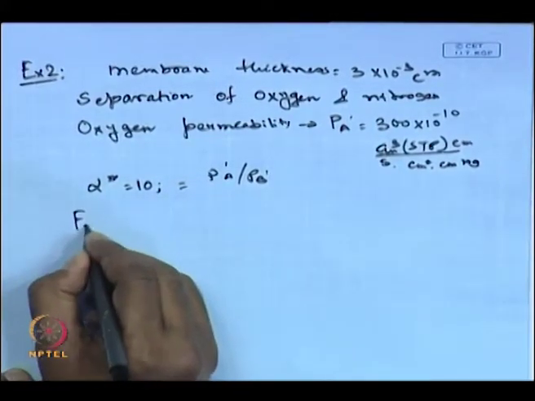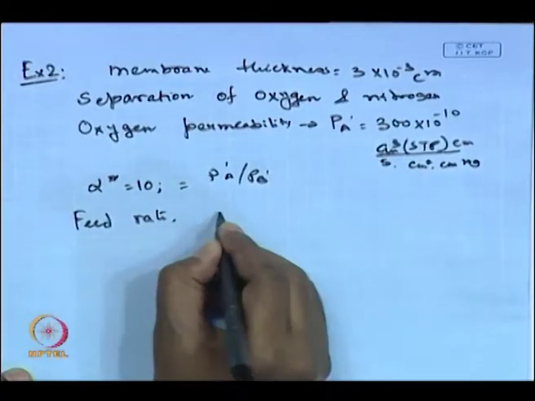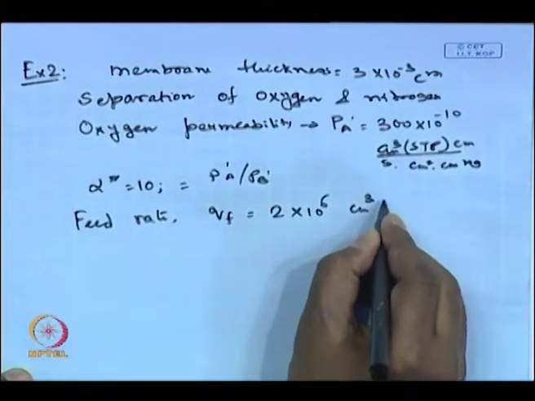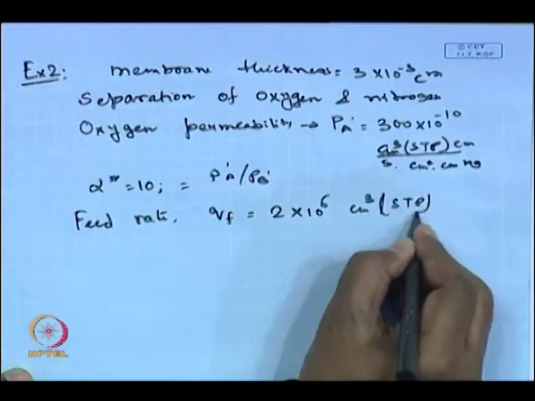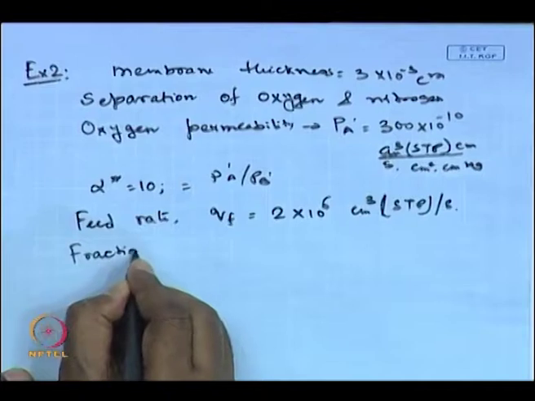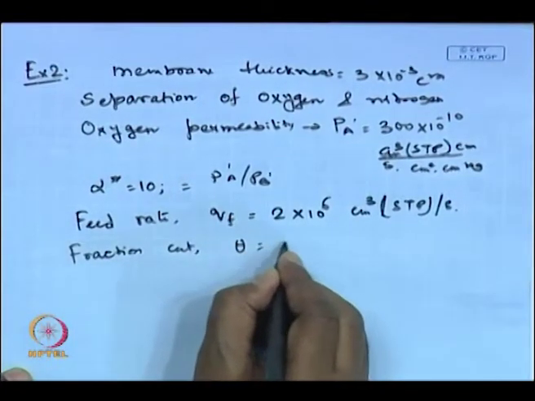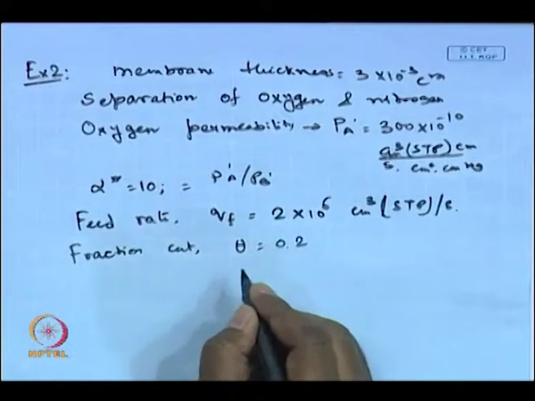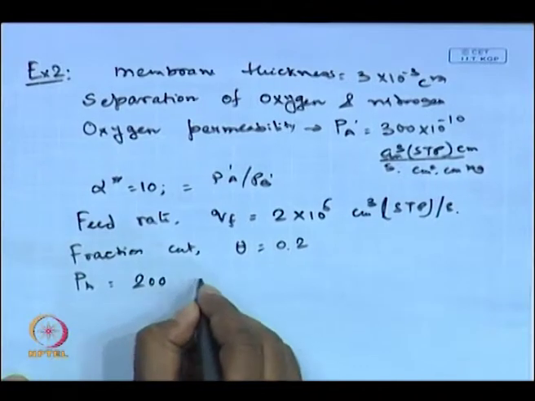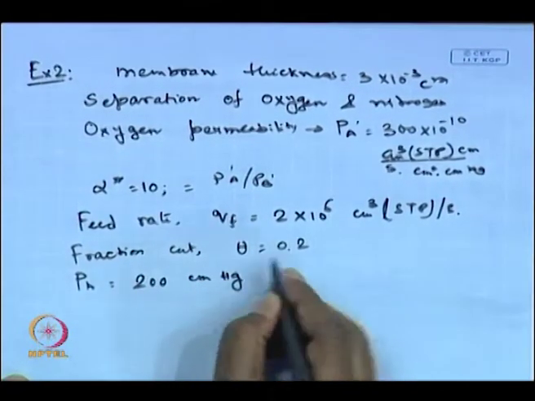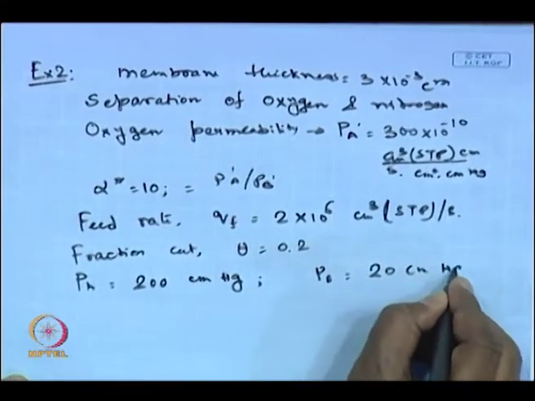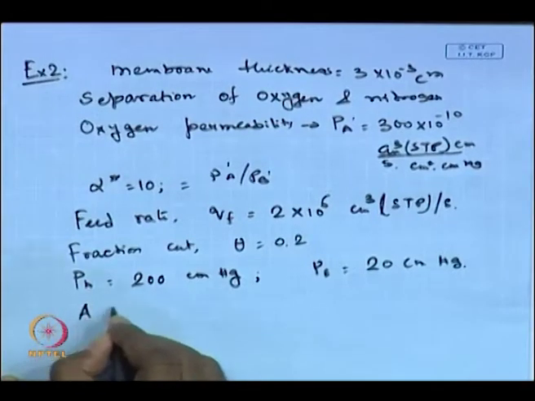The feed rate is given as QF equal to 2 into 10 to the power 6 centimeter cube at STP per second. The fraction cut theta is given as 0.2, that is, we are expecting to get 20% of the feed coming to the permeate. The pressures are given: feed side pressure is maintained at 200 centimeter of mercury, and the lower side pressure, that is the permeate side pressure, is maintained at 20 centimeter of mercury, and we assume the completely mixed model.